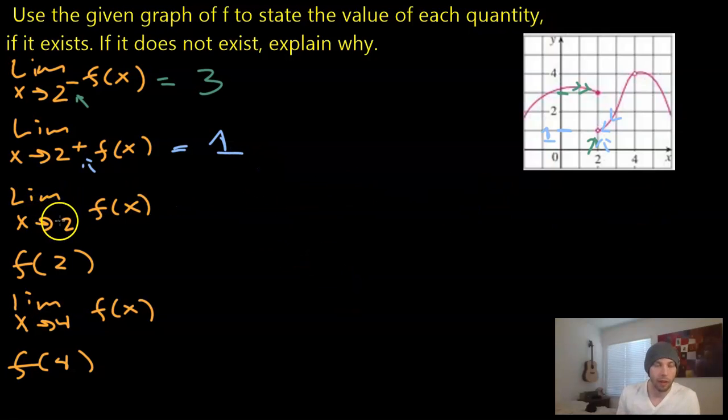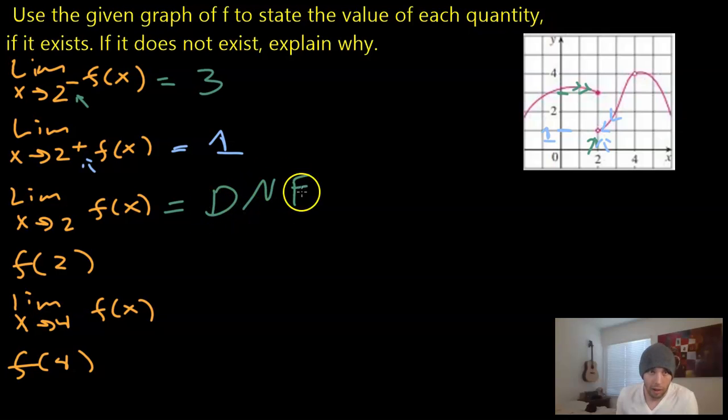Then they ask, what's the overall limit as x approaches 2 of f of x? Notice there's no left or right here anymore. It's just, what's the limit? What do you expect to get there? That only exists if we have something cohesive. When we're going from the left, it looks like we're going to hit up at 3. And when we come from the right, it looks like we're going to hit down at 1. So there's no consensus, there's no meeting point. It looks different on both sides, and so we say does not exist, period.